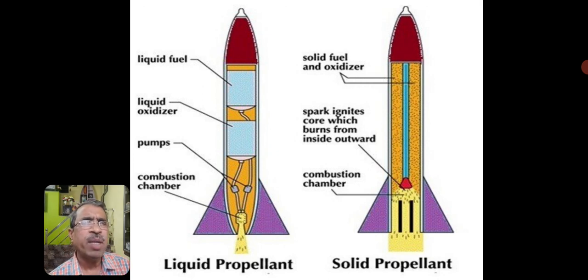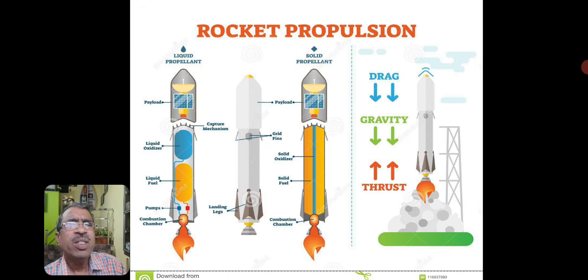In the case of solid propellant, a solid fuel is used and we have an oxidizer. These two burn in the combustion chamber and the gas comes out, which gives the upward thrust to push the rocket. So this is also a slide which shows almost the same principle as I have explained: the thrust and gravity and drag, and how the rocket moves.